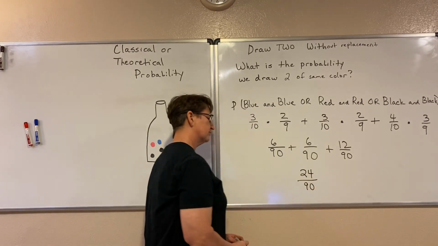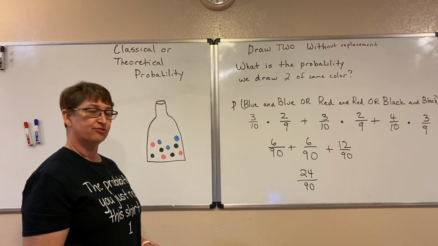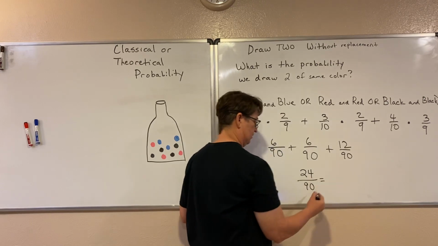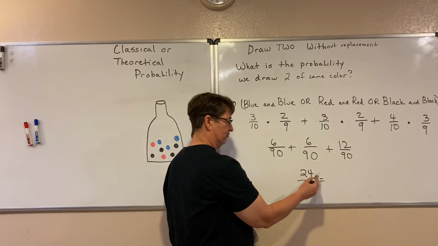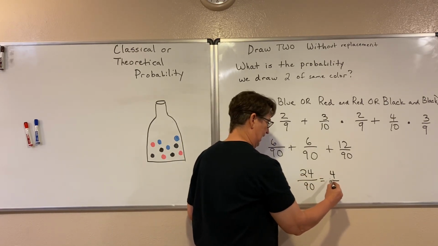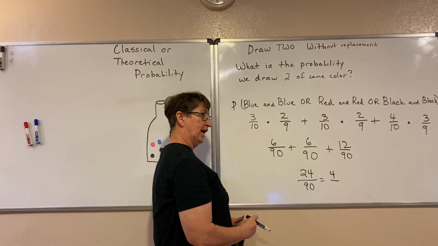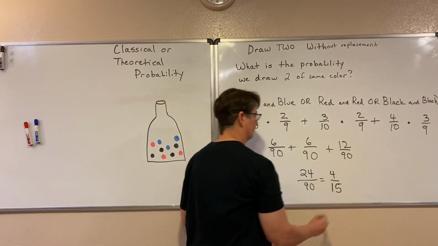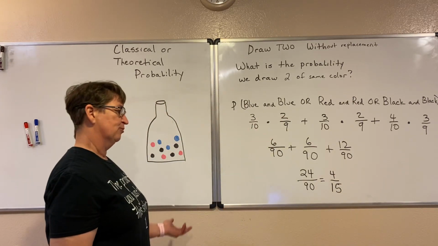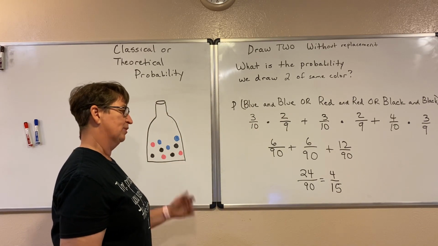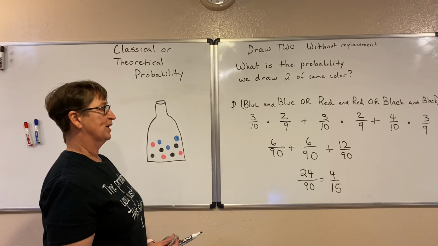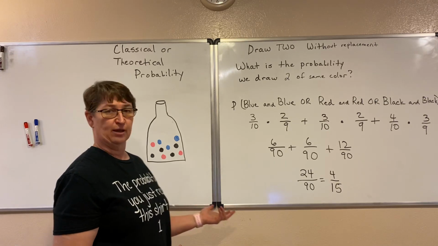90ths. I can go ahead and divide the top and the bottom by 6. So 6 goes into 24 4 times, and 6 goes into 90 15 times. So if I did this experiment where I drew 2 without replacement 15 different times, 4 of those times I would expect to get 2 of the same color.